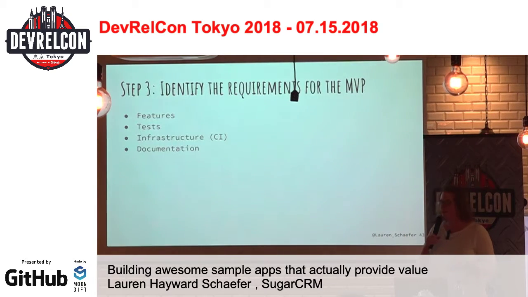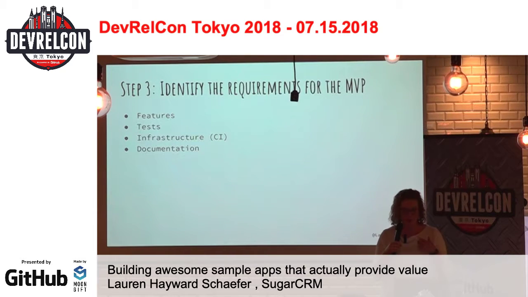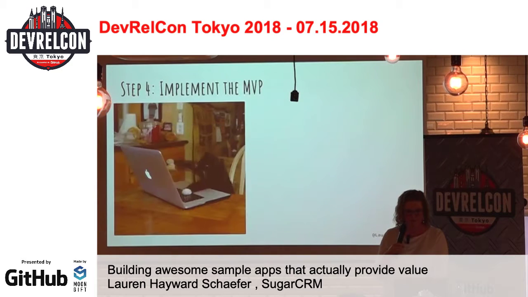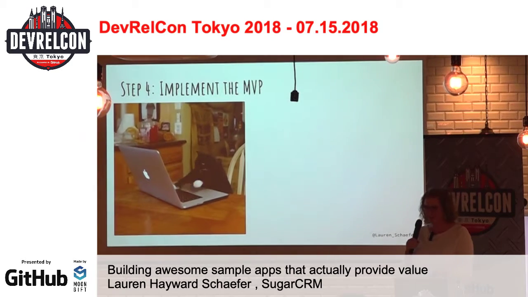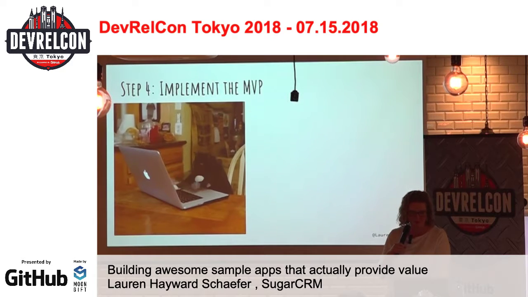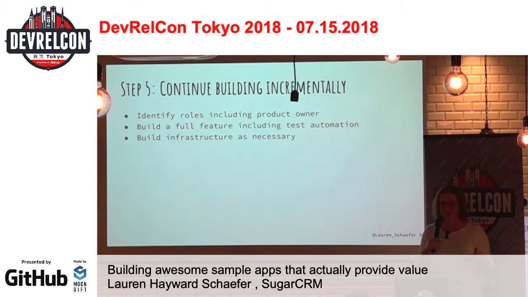Step 3 is to identify the requirements for your minimum viable product. So what features do you want to hit? What sort of tests do you want to have? Is it automated? Is it manual? Do you want to build up infrastructure, continuous integration? And how do you want to document it? We chose to do all of our documentation in GitHub, but you might have a developer portal, or maybe you want to send out notifications in newsletters, that sort of thing. Next, get busy, implement your minimum viable product, and then continue building incrementally.